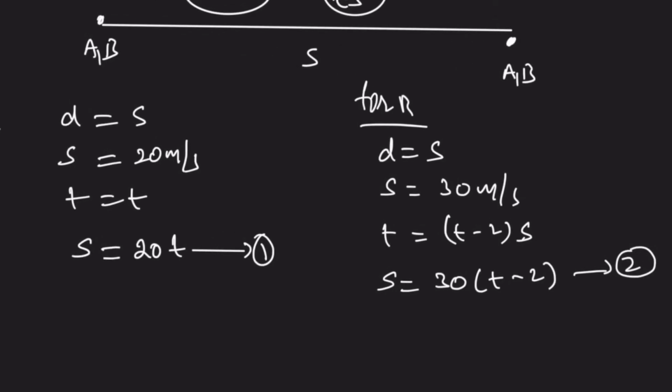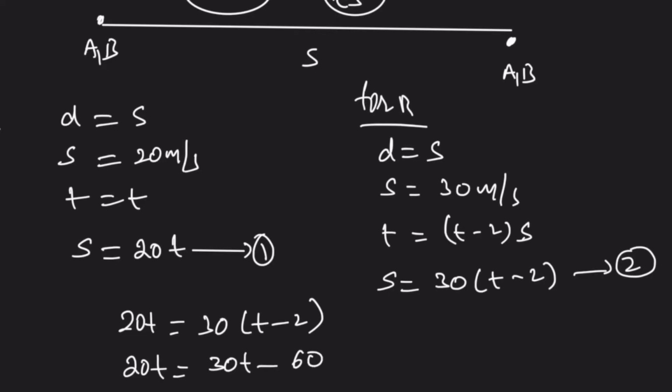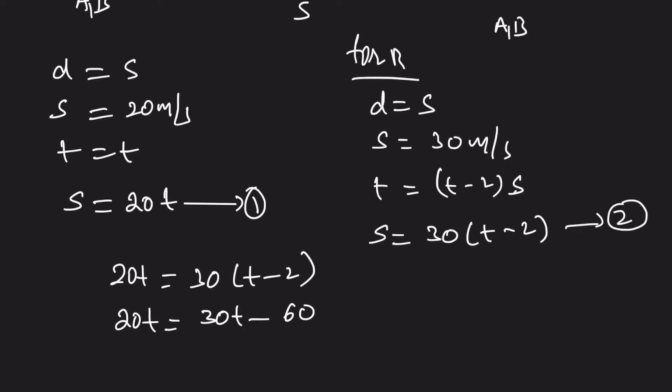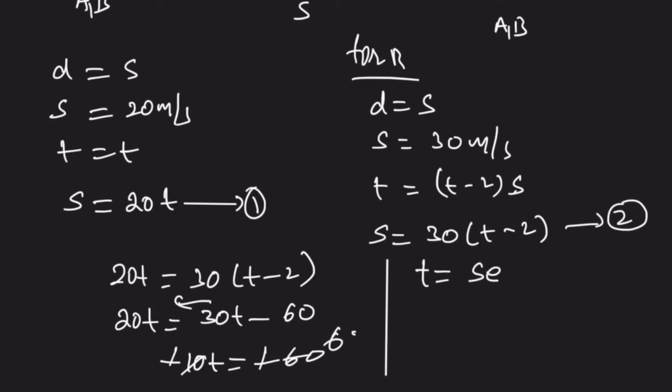From 1 and 2 we write 20t is equal to 30 into t minus 2. So 20t is equal to 30t minus 30 into 2, that is 60. Bring 30t to the other side: 20t minus 30t is equal to minus 60. 20t minus 30t is minus 10t, so the minuses cancel and the time is 6 seconds. For A, it takes 6 seconds. For B, it takes t minus 2, that is 4 seconds.